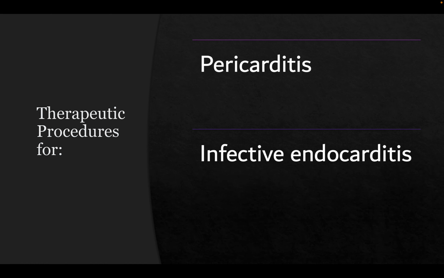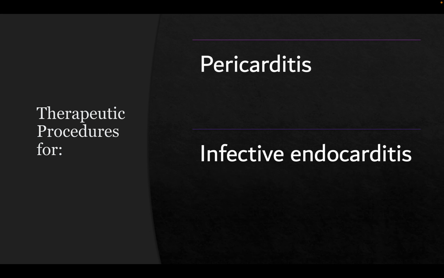So therapeutic procedures. With pericarditis, there is a cardiocentesis, which is the insertion of a needle into the pericardium to aspirate the pericardial fluid. This can be done in the emergency department or in a procedure room. So nursing considerations and actions: the pericardial fluid can be sent to the laboratory for culture and sensitivity, and we want to monitor for recurrence of any cardiac tamponade.